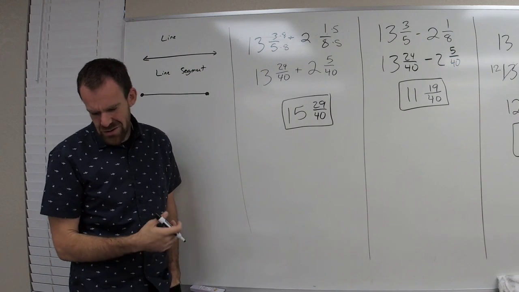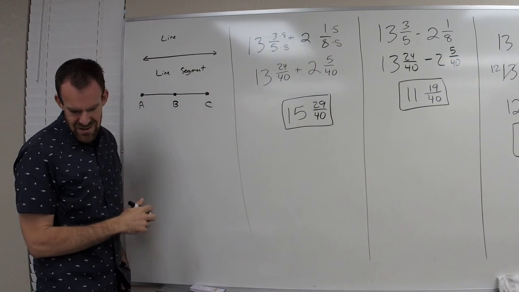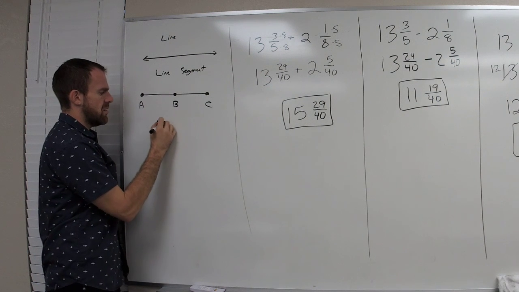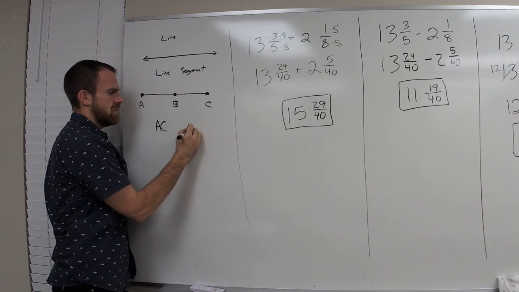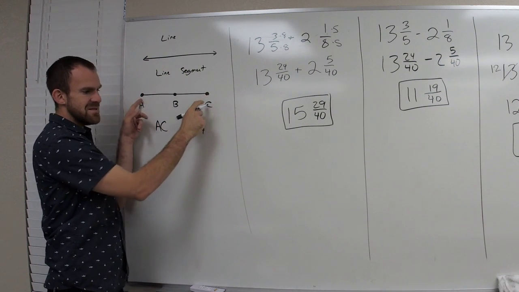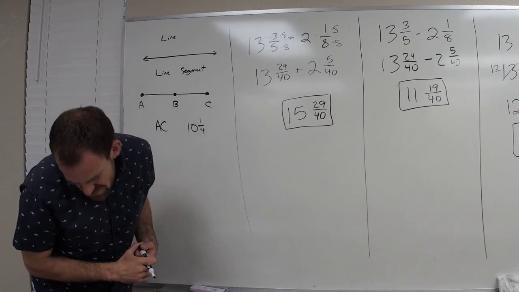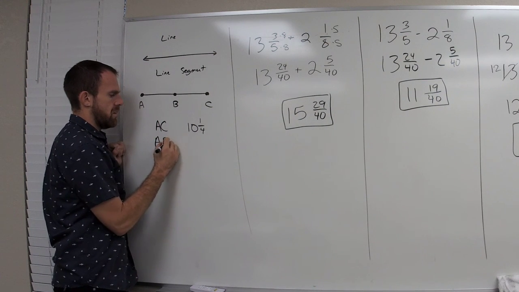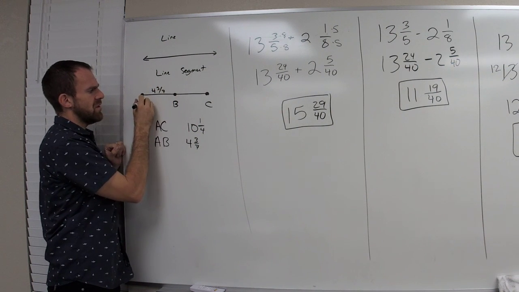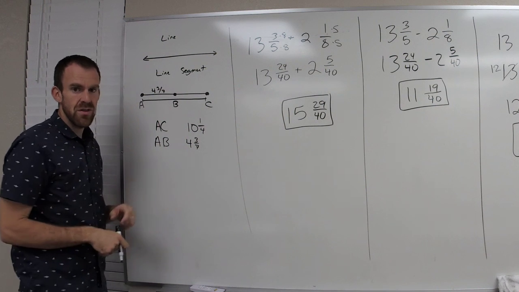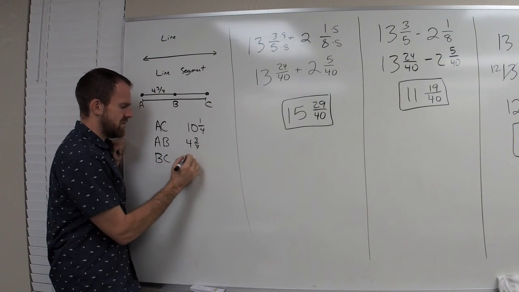What they're going to do is give you some measurements here. In this case, they say that AC measures 10 and 1/4, wow, my eyes are getting old. So this distance is 10 and 1/4. And they tell us that AB measures 4 and 3/7. So this is 4 and 3/7. This whole thing is 10 and 1/4. And they want to know the measurement of BC.